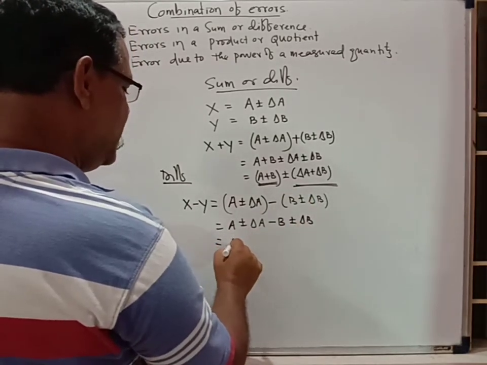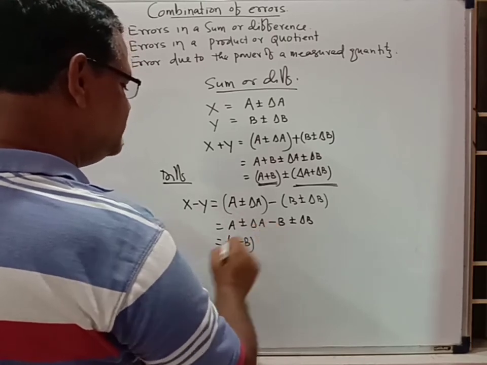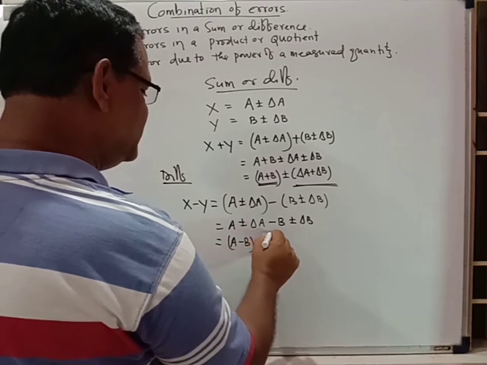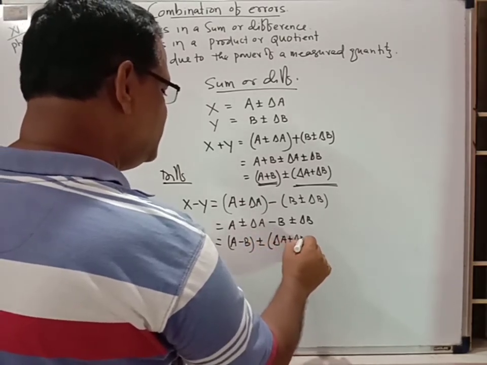So a minus b is taken out, plus or minus is taken common, and that is delta A plus delta B. So what are you finding?